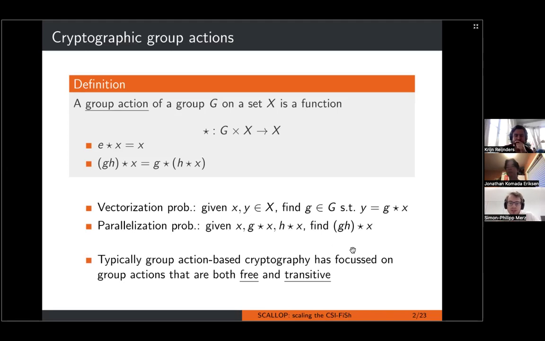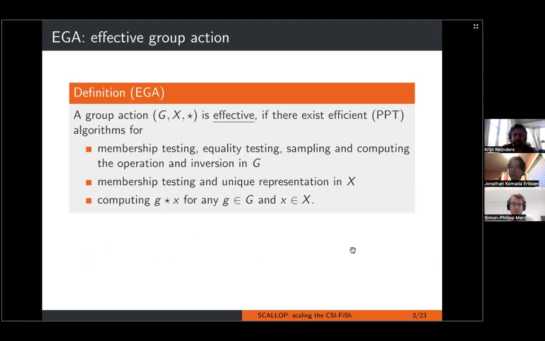So typically, the group actions we care about have some additional properties. For example, they might be free or transitive. So in this case, this means there exists precisely one element that maps any two set elements onto each other. Now, this will probably not be so new for many of you, but what is an effective group action? This was first introduced by Luca De Feo, Navid Alamati, Shika Patranavis, and I think Hart Montgomery, yes.